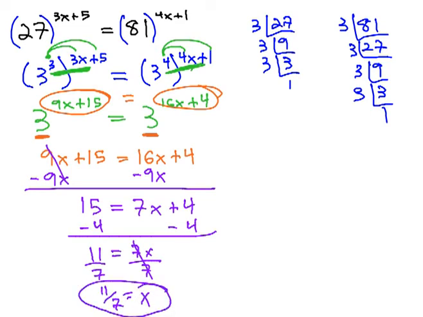We found that by getting the same base on both sides, factoring 27 and 81, using our exponent properties to multiply the exponents, and if we have the same base, the exponents must be equal.